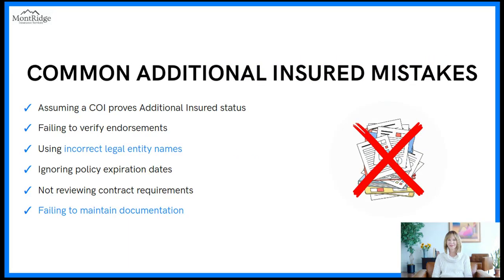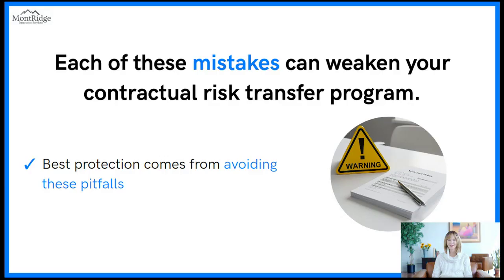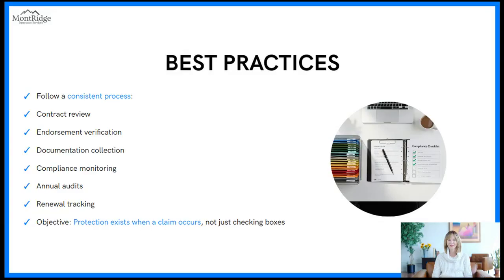Common additional insured mistakes. Assuming a COI proves additional insured status. Failing to verify endorsements. Using incorrect legal entity names. Ignoring policy expiration dates. Not reviewing contract requirements. Failing to maintain documentation. Each of these mistakes can weaken your contractual risk transfer program. Best protection comes from avoiding these pitfalls. Best practices. Follow a consistent process. Contract review, endorsement verification, documentation collection, compliance monitoring, annual audits, renewal tracking. Objective. Protection exists when a claim occurs, not just checking boxes.